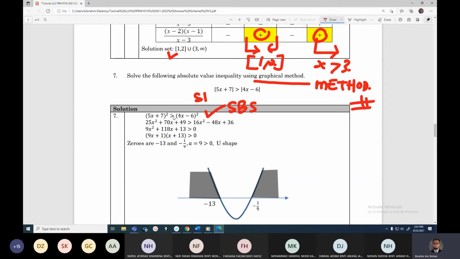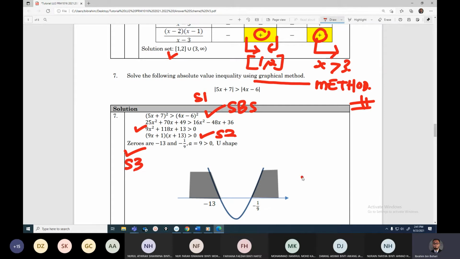|5x + 7| > |4x - 6|. And the answer here equals 9x² + 1x + 13 > 0. And factorize the quadratic inequality. This one is step 2: (9x + 1)(x + 13) > 0. And find the zeros, which equal negative 1/9 and negative 13. This one is your step 3.